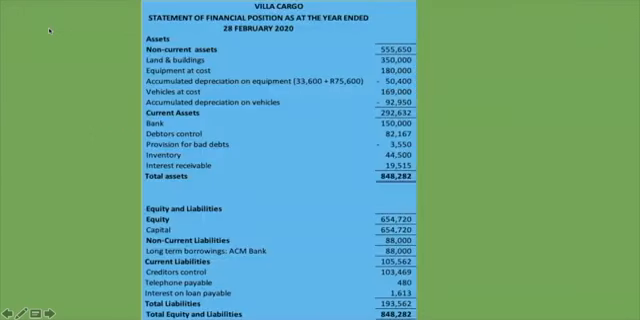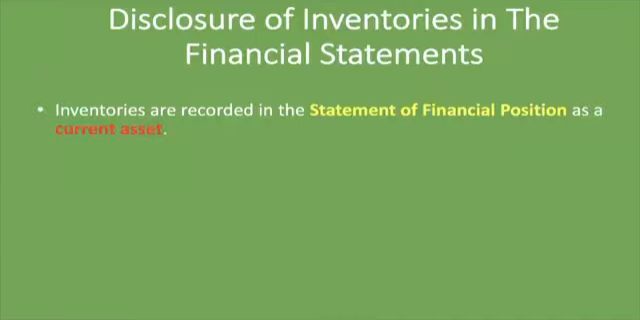And here is how it will appear in the statement of financial position. We have an example here. This is how the statement of financial position looks. And where do you have your inventory? Well, here it is. It appears under current assets, and you have the inventory there with its amount. That's how it's recorded in the statement of financial position, or the balance sheet.